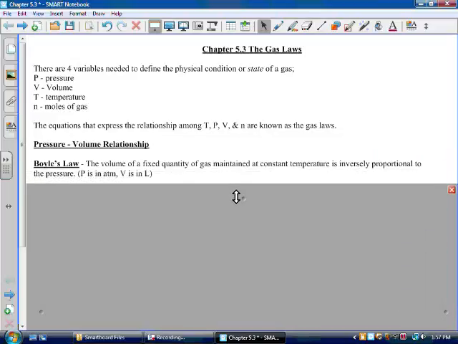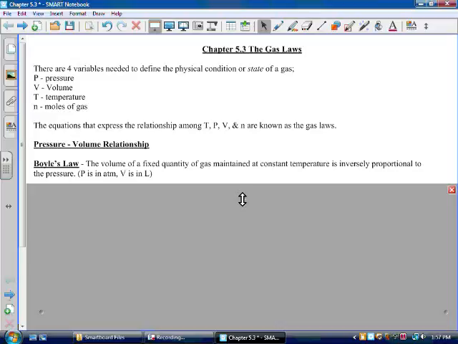The first relationship we look at is called the pressure-volume relationship, otherwise known as Boyle's law. Boyle's law says that the volume of a fixed quantity of gas maintained at constant temperature is inversely proportional to the pressure. What that means is inversely proportional is if one goes up, the other goes down. If you have a balloon, if you increase the pressure on the outside of the balloon and you're squeezing on it, you're going to decrease the volume.